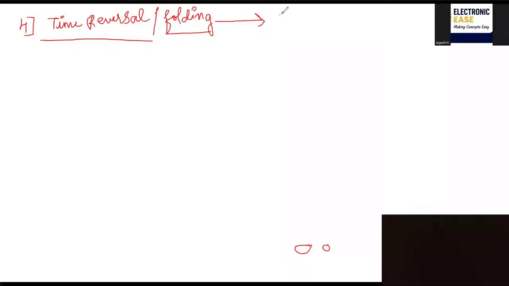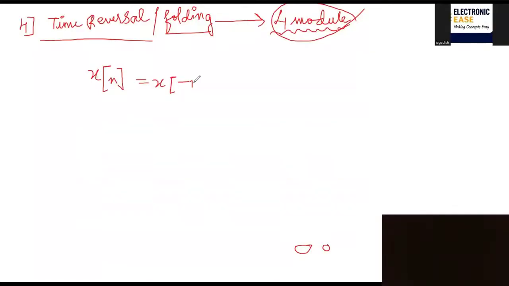Time folding. This method is very important, students. We are using this method in the complete 4th module, so listen very carefully. In this method, whatever signal we have, x of n is converted to x of minus n in time folding or time reversal.